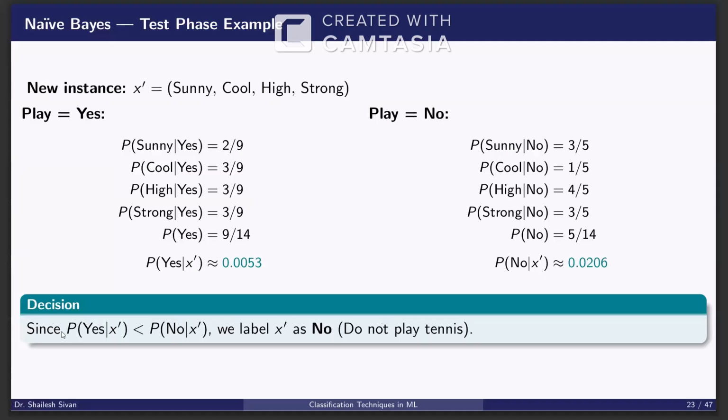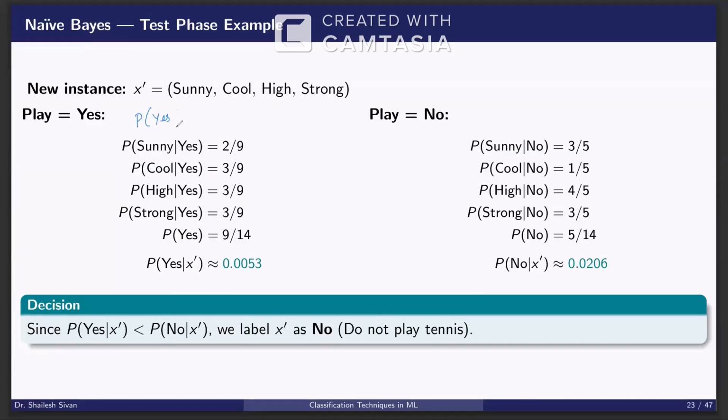So what do we have to calculate here? We have to calculate the probability of play equal to yes given sunny, cool, high and strong. With the help of Bayes theorem, I can calculate this probability as probability of sunny given yes, into probability of cool given yes, into probability of high given yes, into probability of strong given yes, into probability of yes.